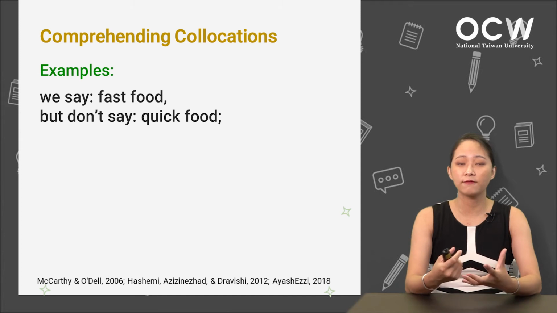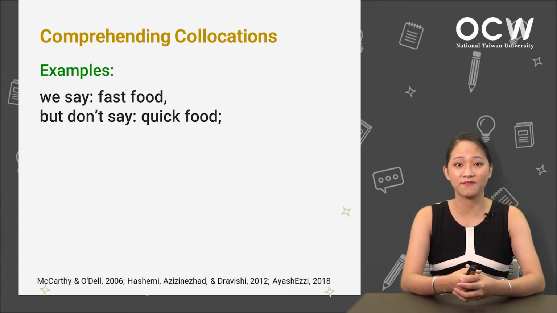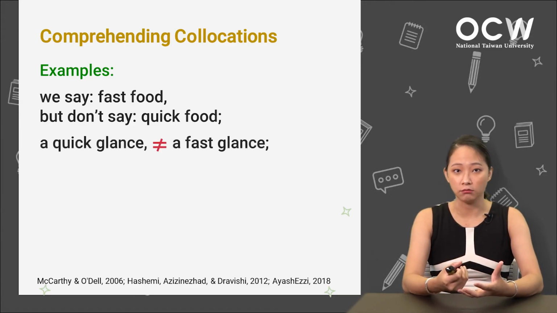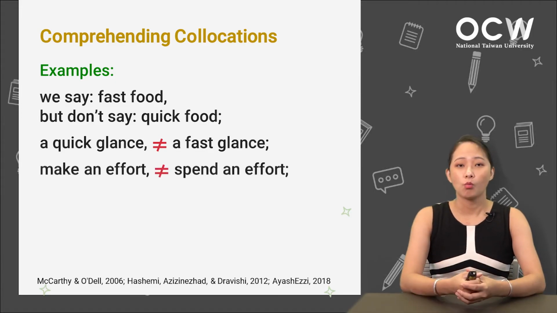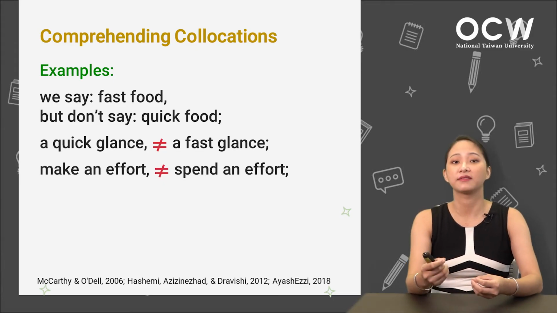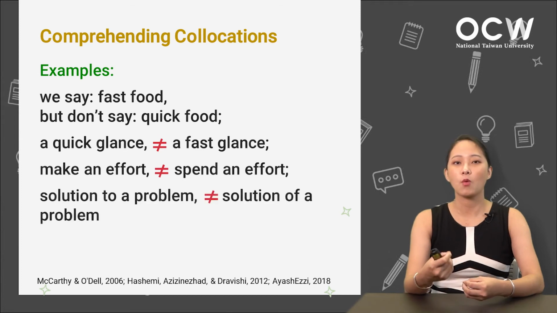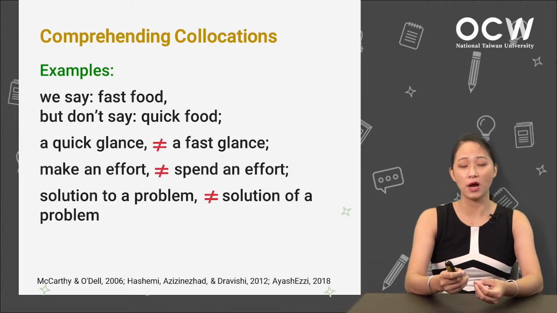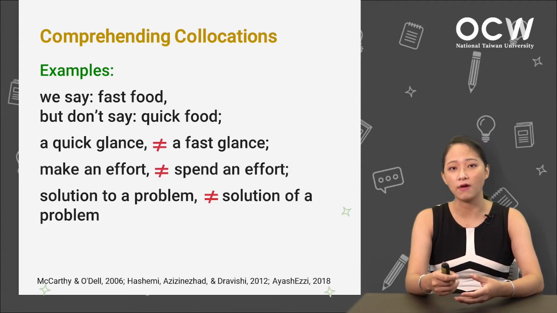In English, when we say food that is easy to obtain, we say fast food. But a synonym that also describes speed, such as quick, would not be paired with food; we would not call fast food "quick food." When we look at something briefly, again describing a speed or a moment, we say a quick glance. However, we will not say a fast glance. When we want to talk about doing something with effort, we say make an effort instead of spend an effort. And when we want to talk about solving a problem, we always say solution to a problem instead of solution of a problem.